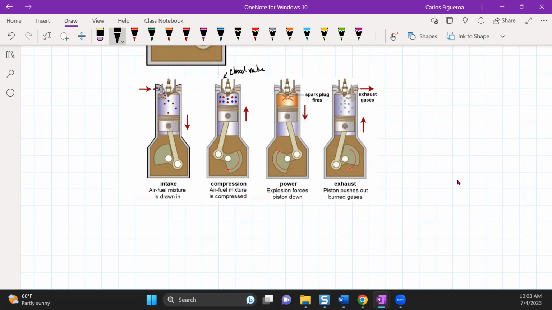So now I have spent fluid, and what you're seeing here is that this exhaust valve is now open, and then it pushes the air out.